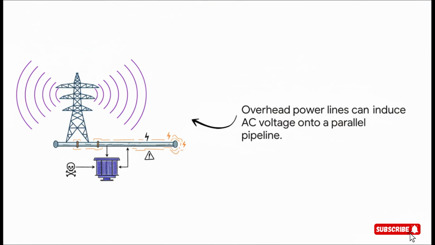What's happening here is a process called electromagnetic induction. The easiest way to picture it is to think of the whole setup as a giant, unplanned transformer. The power line is the primary coil. Our pipeline becomes the secondary coil. The massive magnetic field pulsing from the power line literally induces a voltage right onto our pipe. You can't see it, but it's there, and it can be extremely dangerous.